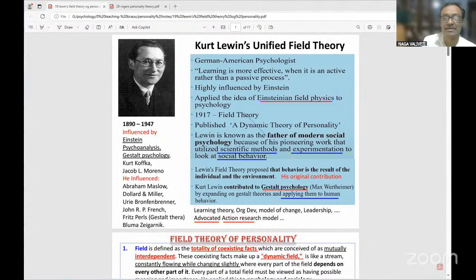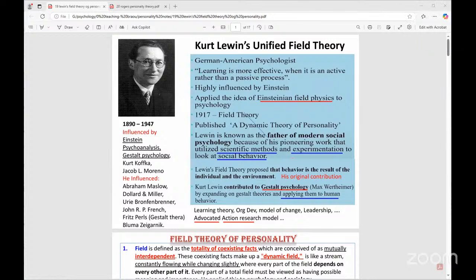Please, one minute, there is noise from outside. Sorry, there was a disturbance from outside.